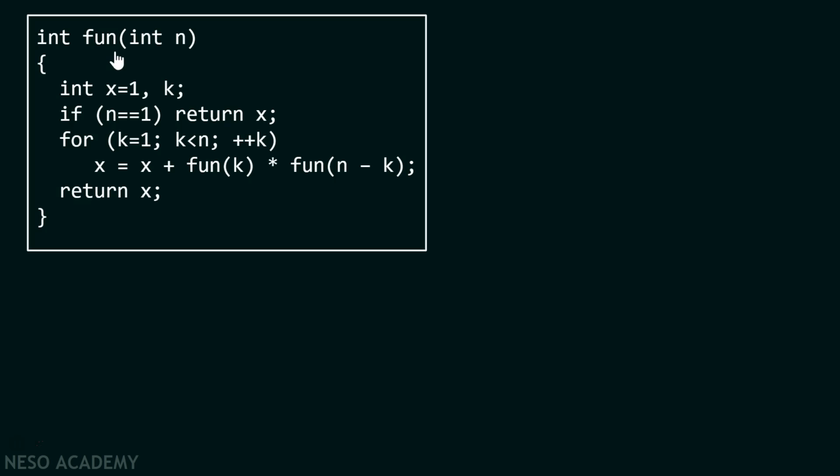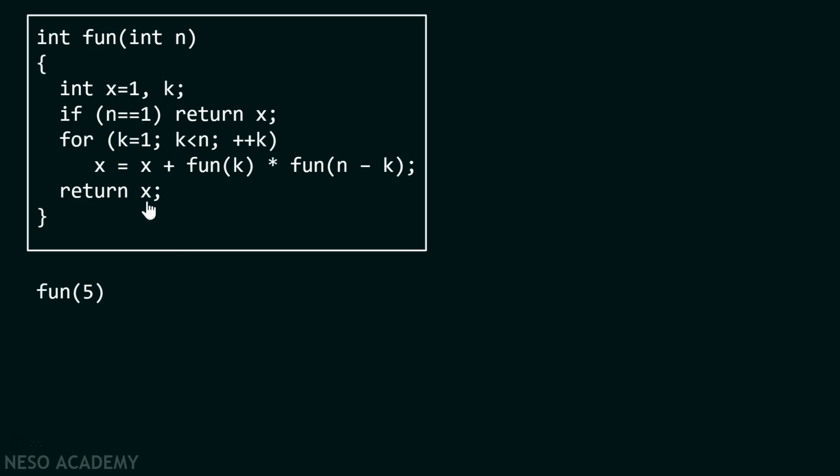As we need to know the output of this function for n equals 5, we are calling fun5 only. As n is equal to 5, this condition will not be satisfied. Therefore, we will run this for loop from 1 to 4. This means we will run this for loop 4 times, and this simply means we are executing this statement 4 times. And then finally, we are returning the value of x.